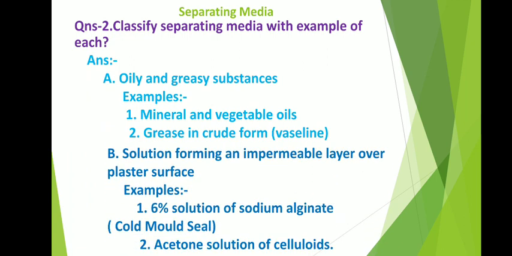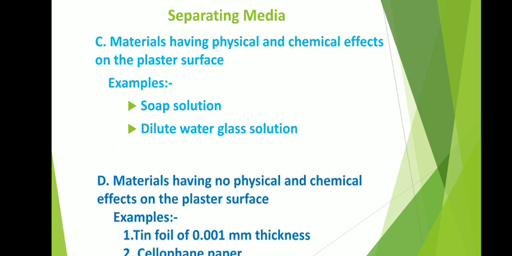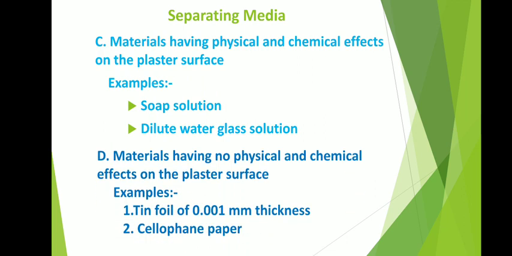Number 2, solution forming an impermeable layer over plaster surface. Examples, 6% solution of sodium alginate, which is cold mold seal. Acetone solution of celluloid. Number 3, materials having physical and chemical effects on the plaster surface. Examples, soap solution, dilute water glass solution. Number 4, materials having no physical and chemical effects on the plaster surface. Examples, tinfoil of 0.001 mm thickness, cellophane paper.